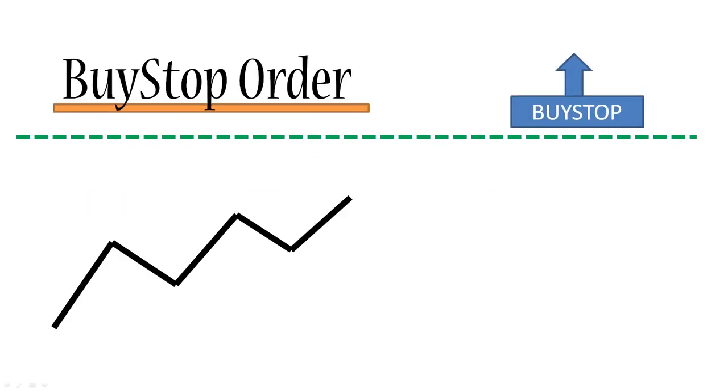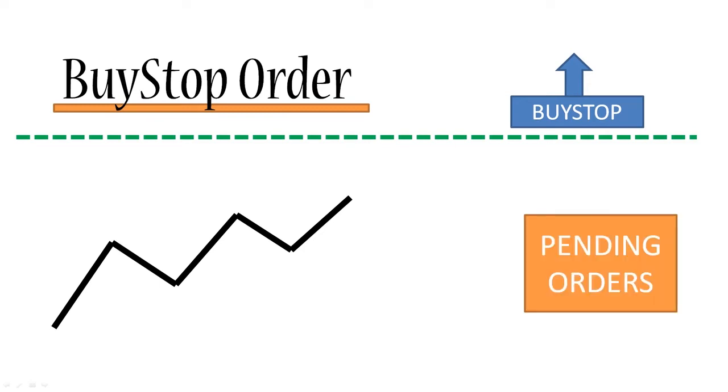Stop orders. So the first type of stop order that I'd like to introduce you to is the buy stop. So basically, the buy stop is a pending type of order. What that means is that when you set a buy stop, you're not actually entering the market. You're setting a condition or a trigger for a future order. So you're saying, if something were to happen, then I want my terminal to enter the market automatically for me.